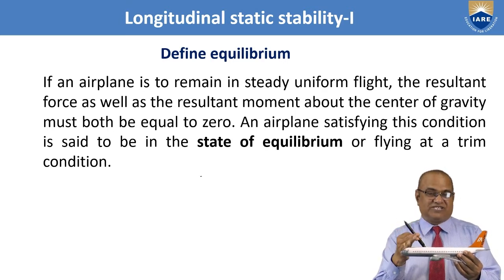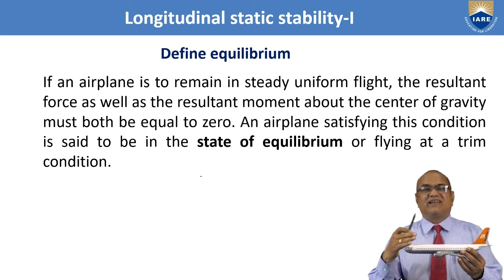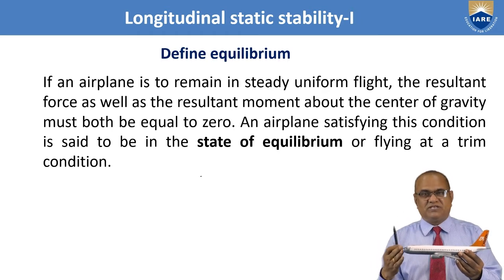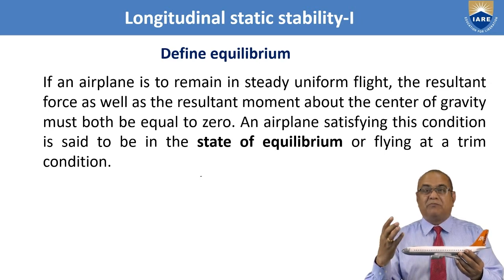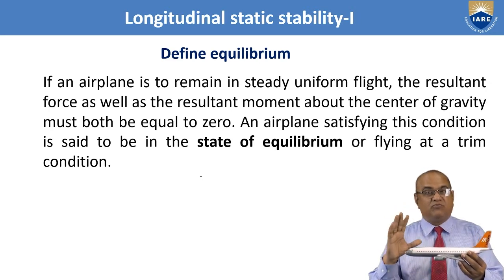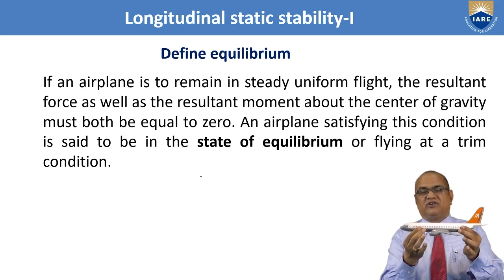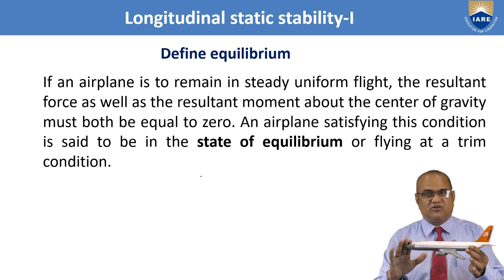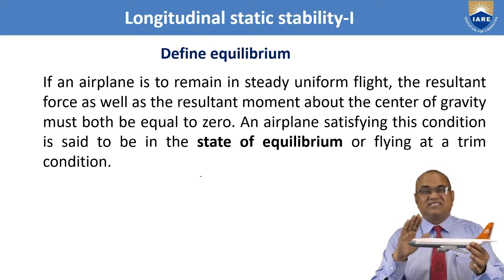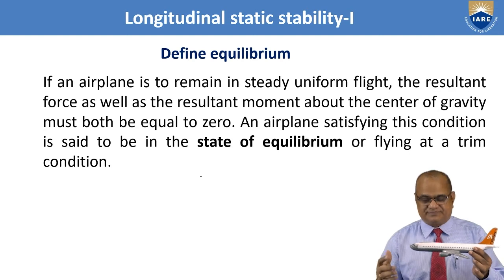Also, the second condition: there should not be any moment. There are 3 types of moment: the pitching moment, the rolling moment, and the yawing moment. All these 3 moments have to be balanced, meaning there should not be any moment. It should not pitch, it should not roll, and it should not yaw. If all the forces are 0 and all the moments are 0, then we can say that the aircraft is in steady state flight and in equilibrium condition. So this is the meaning of the equilibrium of the aircraft.